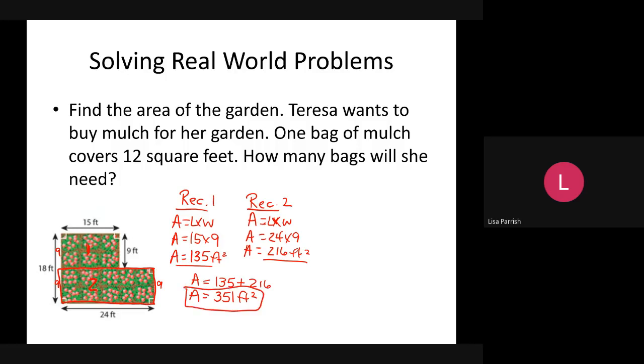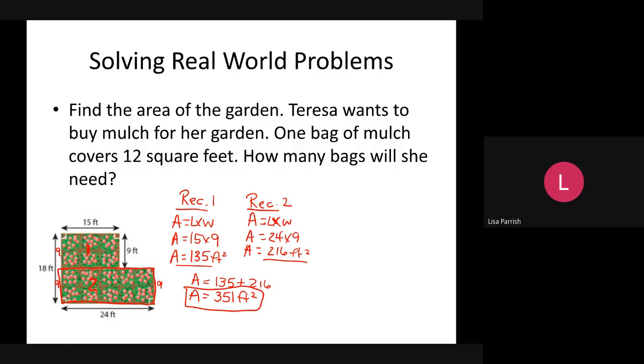351 feet squared. Now, we did find the area of the whole thing, but this isn't what we called, like I said from the other day, a multi-step problem. Teresa wants to buy mulch for her whole garden. One bag of mulch covers 12 square feet. So to find out how many bags she needs, we first had to find the area, which we did. The area of the whole garden is 351 feet.